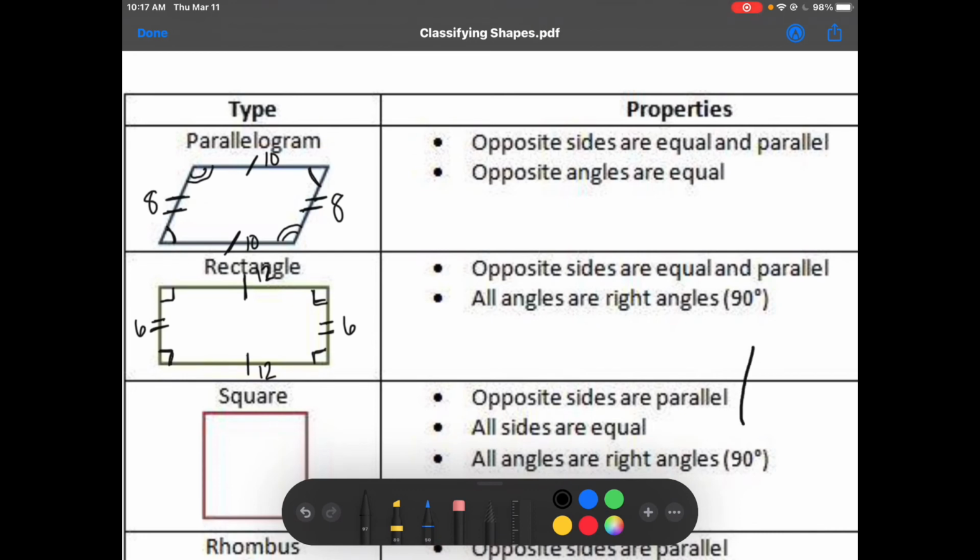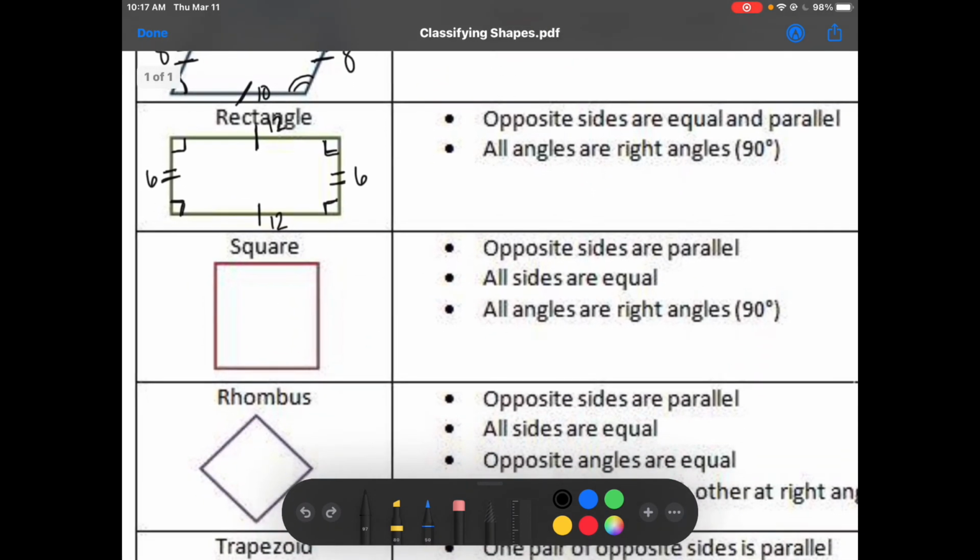All right, moving on, for a square, opposite sides are parallel. All sides are equal. So each one of these sides, maybe they're all 4 inches. So we'll label all of them as 4. And all angles are right angles. So all of these are 90 degrees.